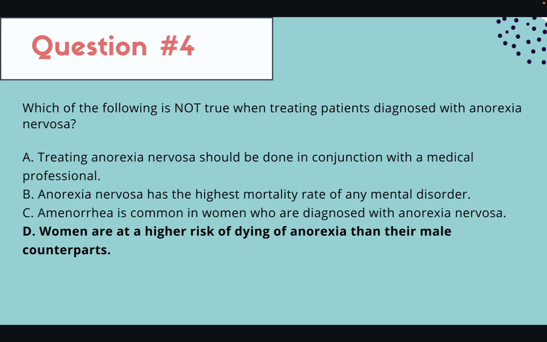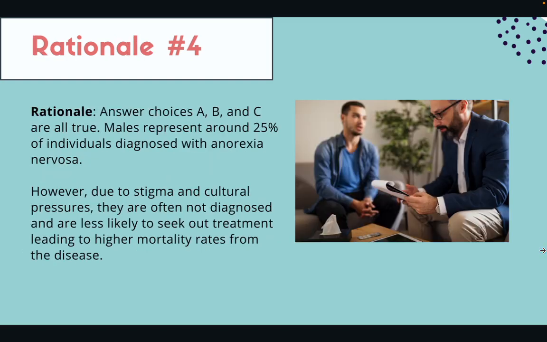So I want you to, for a moment, think about why that might be. Why might males be at a higher risk of dying than women? The answer is because males represent around 25% of individuals diagnosed with anorexia nervosa. However, they don't seek treatment at a very high level. This could be due to stigmas, cultural pressures, societal pressures, and they're not often diagnosed in a time that is helpful or beneficial. And sometimes they don't get treatment at all.